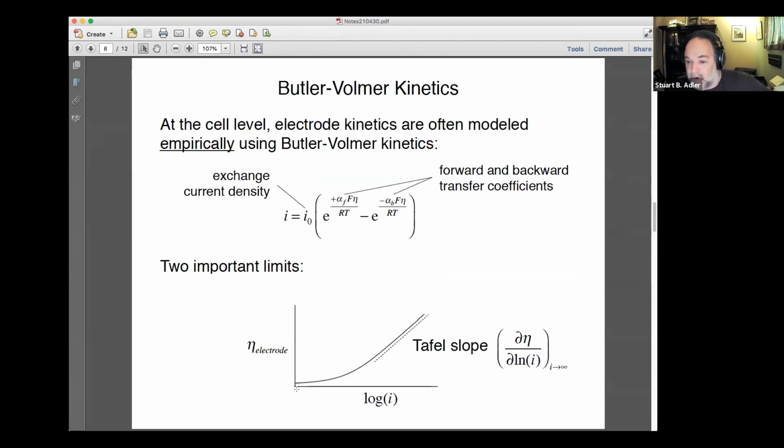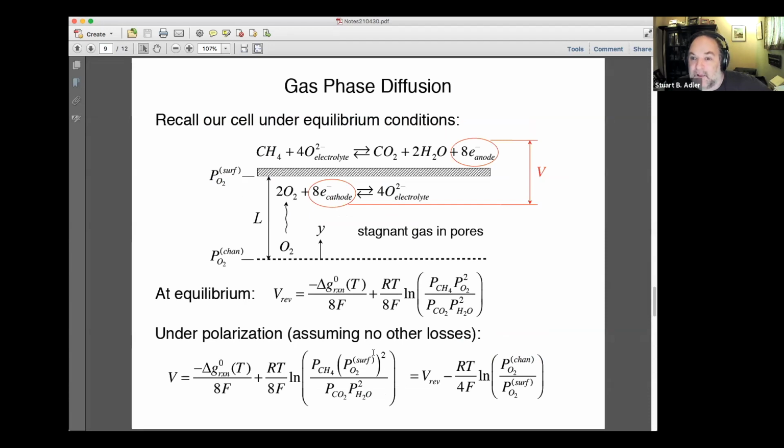So if you plot log of current versus eta, you should start to see a straight line. And that's called the Tafel limit. So sometimes people will just measure this part and focus on that, and then they'll just extrapolate into the linear region as an approximation. Okay, so last thing I will mention is mass transfer losses.